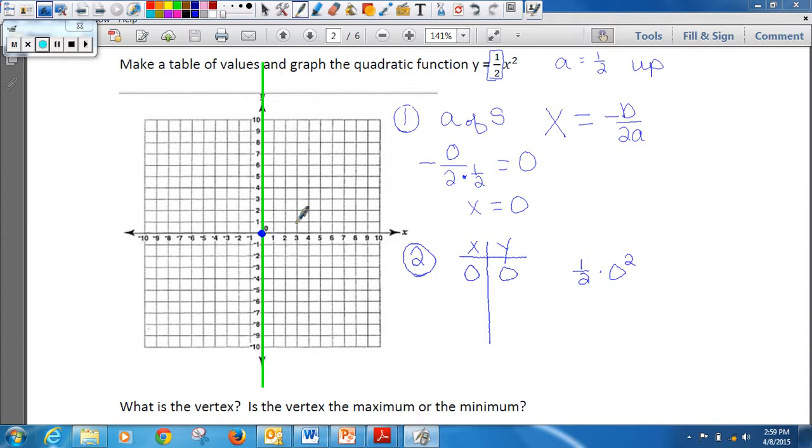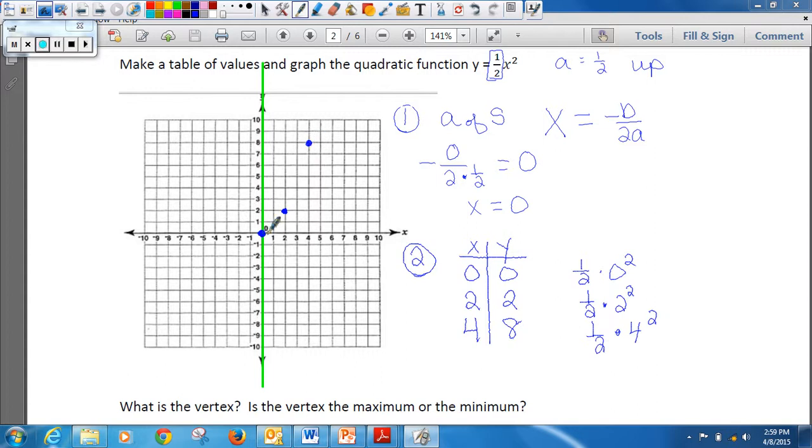Because it opens up, I know this should be the bottom part of my parabola, and the parabola should go upward. The next point I'm going to try is 2. I'm just trying 2 because that's the denominator, and I'm hoping it'll give me a whole number. 2 squared is 4. 4 times 1/2 is 2. So my next point is 2, 2. My third point I'm going to try is 4. 1/2 times 4 squared. 4 squared is 16. 16 times 1/2 is 8. So my third point here is 4, 8.